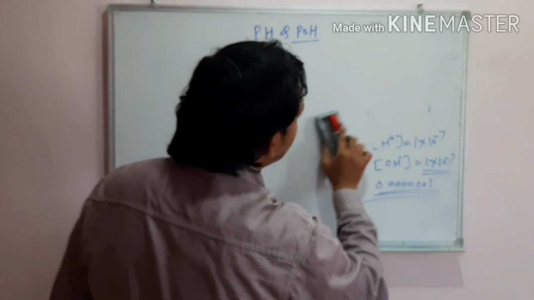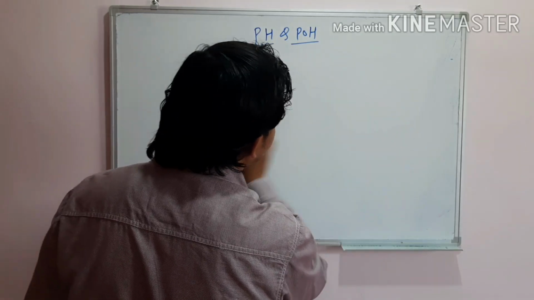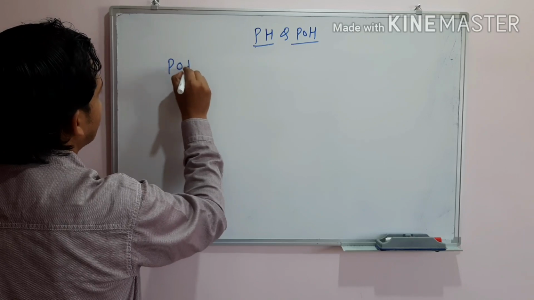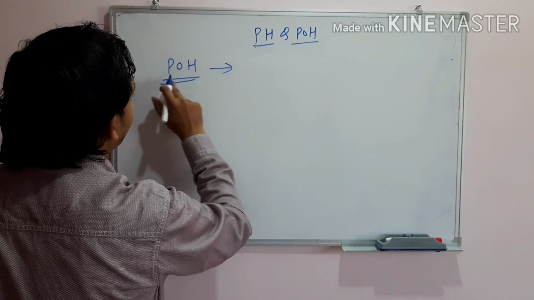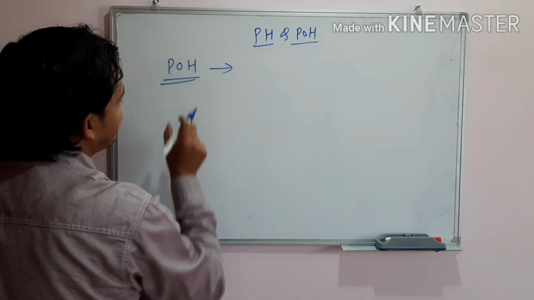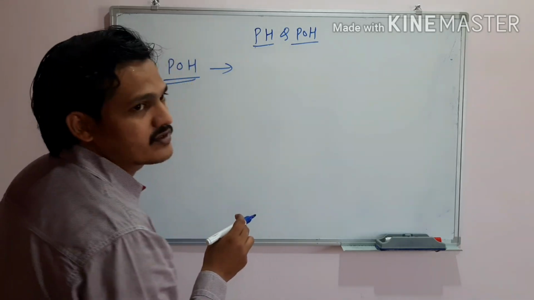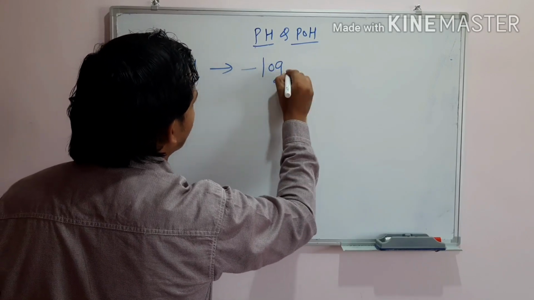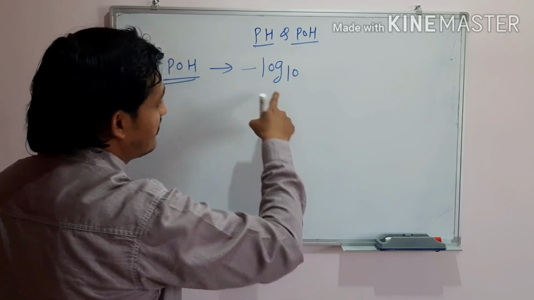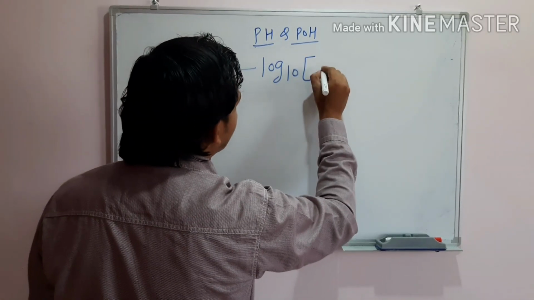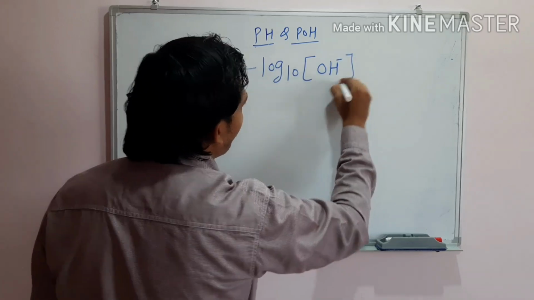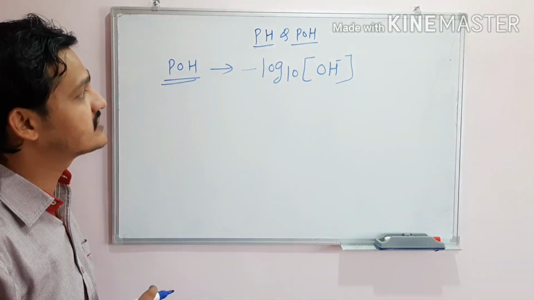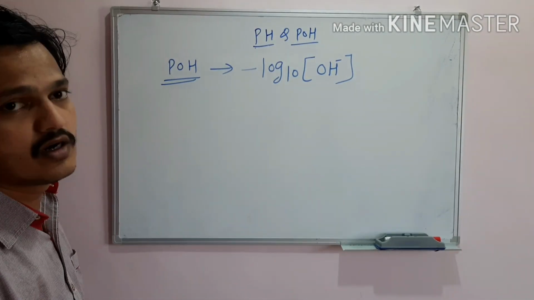नाउ let us move to the concept of POH. So I am already telling you P stands for potence or power. OH means hydroxy, hydroxyl ion. So definition is really very simple. Negative log to the base 10 molar concentration of hydroxyl ion is called as POH.